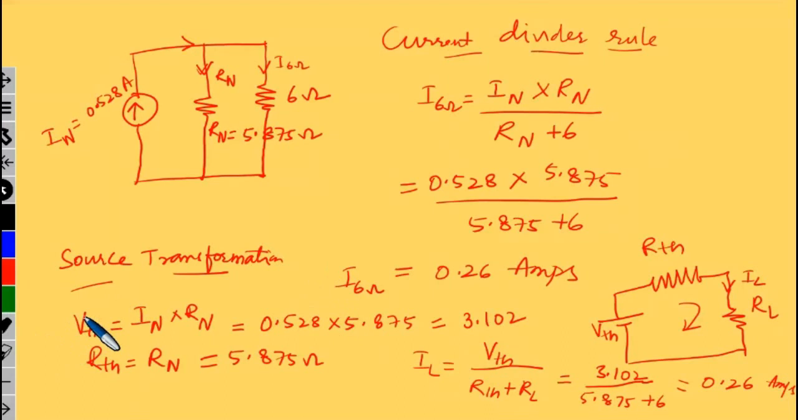If you have a Thevenin circuit and you want the Norton circuit, then V Thevenin by R Thevenin is equal to IN, and RN is nothing but R Thevenin. Similarly, this is the counterpart for Norton to Thevenin, according to source transformation. This is very important for your objective bits.